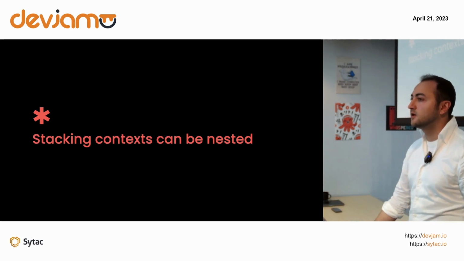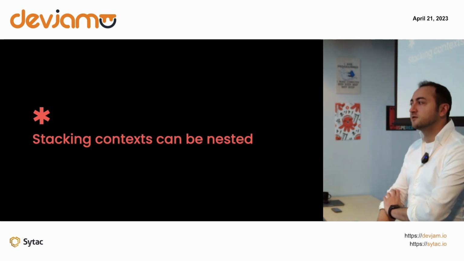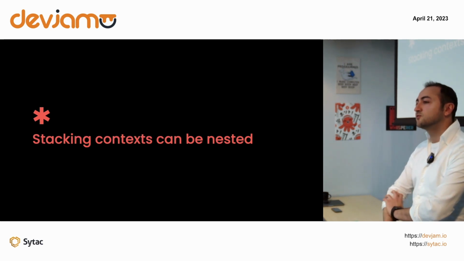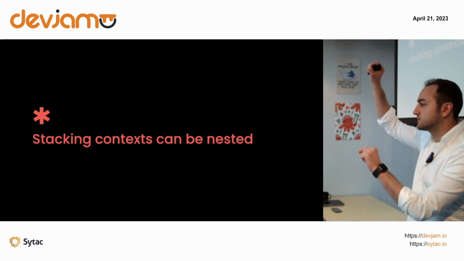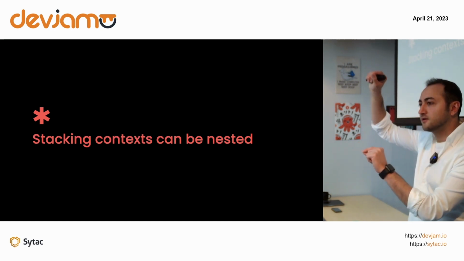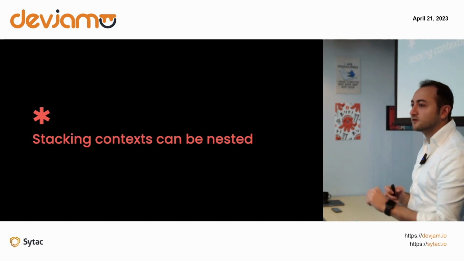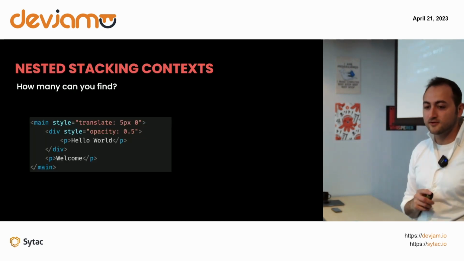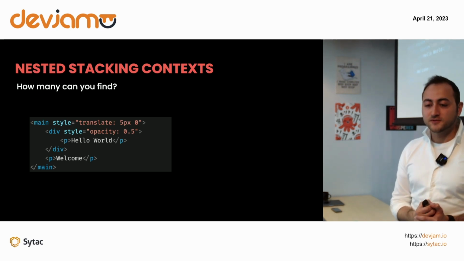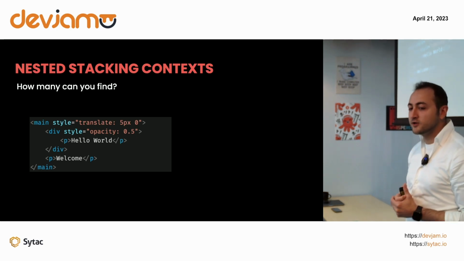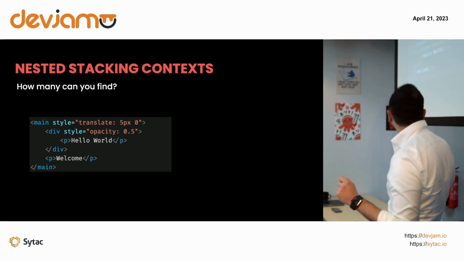Now, I have actually one more question about z-index. Did you ever have a z-index issue where it only worked when you drag it in DevTools and throw it somewhere else? Yes, this has to do with stacking context. You will understand why it's the case. So, speaking about nested stacking contexts, how many can you find? I'm going to read the code because it might be unreadable.